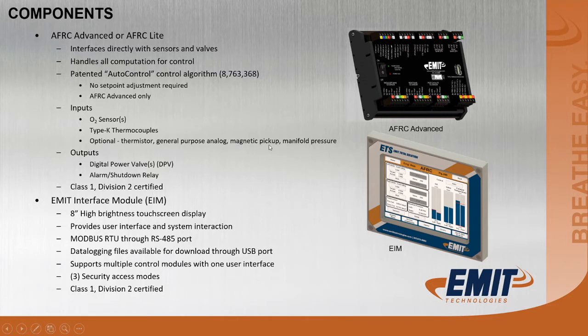There's a mag pickup you can use for an engine run signal. You can use a separate manifold pressure; there's an input strictly for manifold pressure. And our outputs on this are going to be the digital power valves. We call them a DPV. And the alarm shutdown relay, that's just an output that shunts to ground. Should you put this in a panel other than an EMIT panel, you can tie it to their annunciator and shut the unit down. They're Class 1 Div 2 certified.